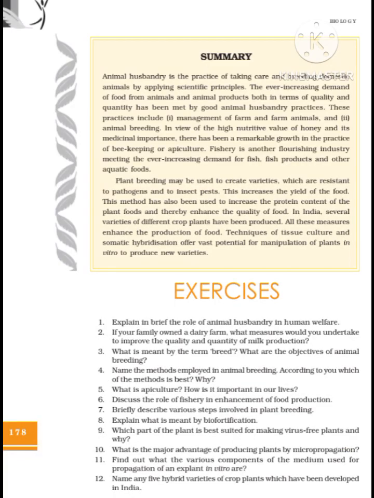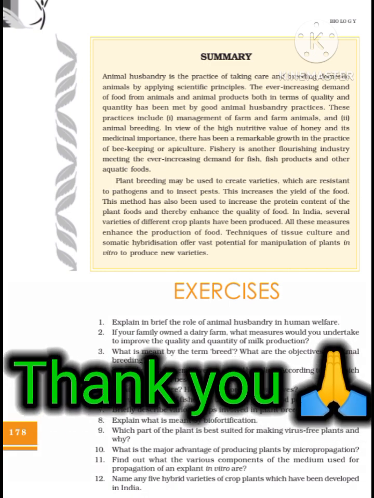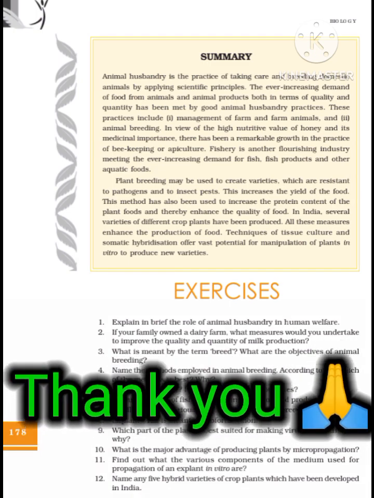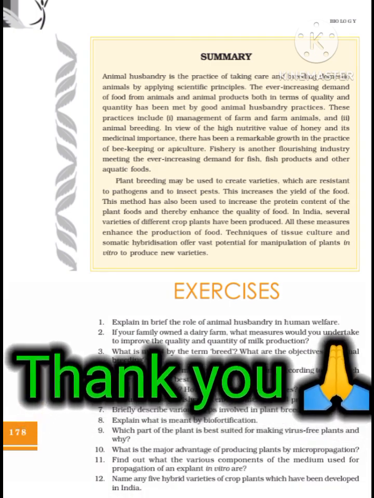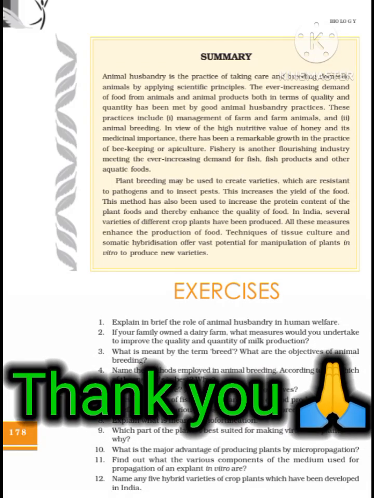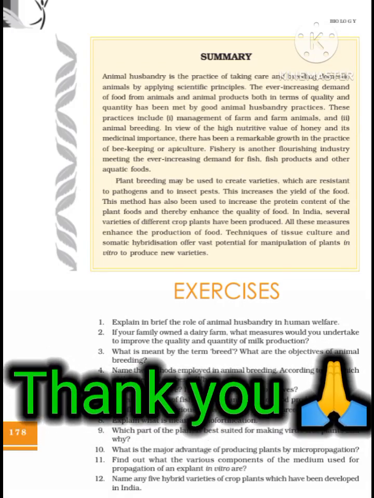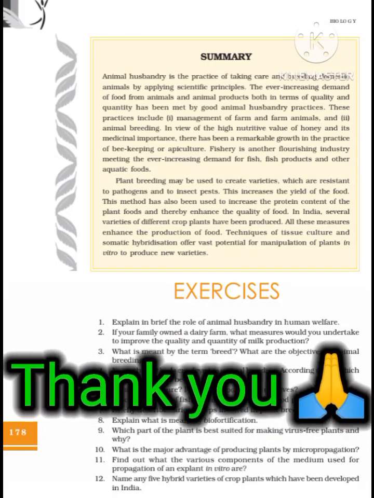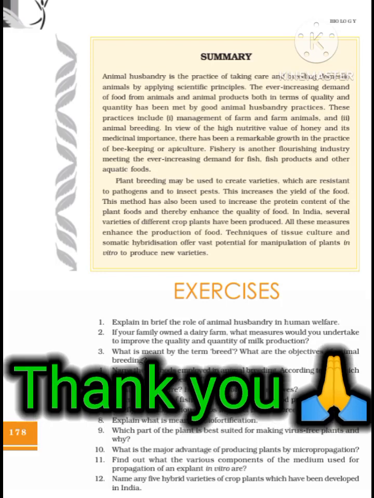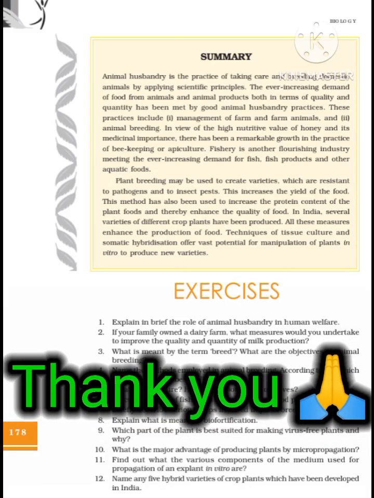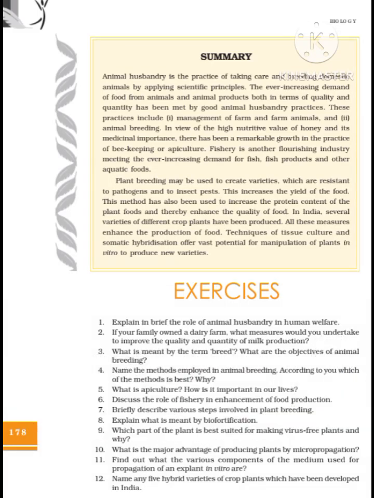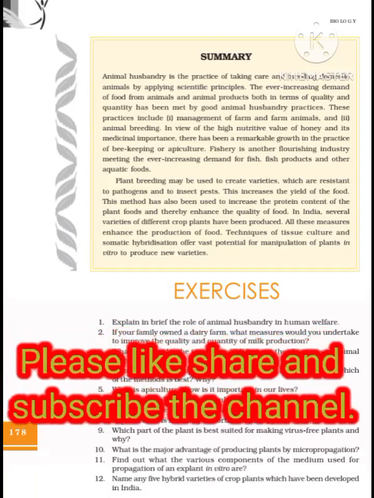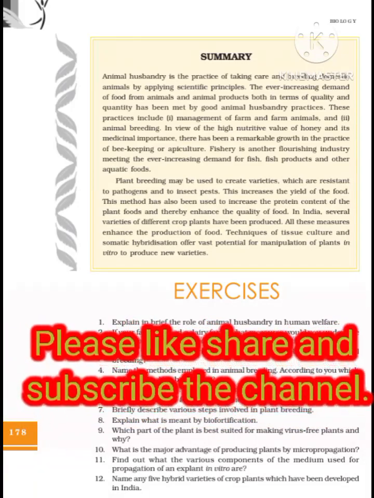Summary. Animal husbandry is the practice of taking care and breeding domestic animals by applying scientific principles. The ever-increasing demand of food from animals and animal products, both in terms of quality and quantity, has been met by good animal husbandry practices. These practices include: 1. Management of farm and farm animals, and 2. Animal breeding. In view of the high nutritive value of honey and its medicinal importance, there has been a remarkable growth in the practice of beekeeping or apiculture.